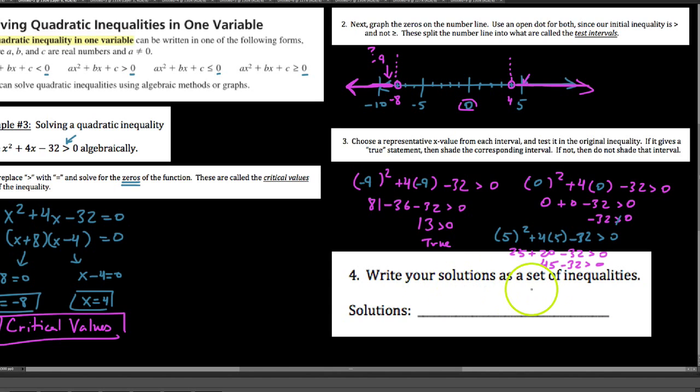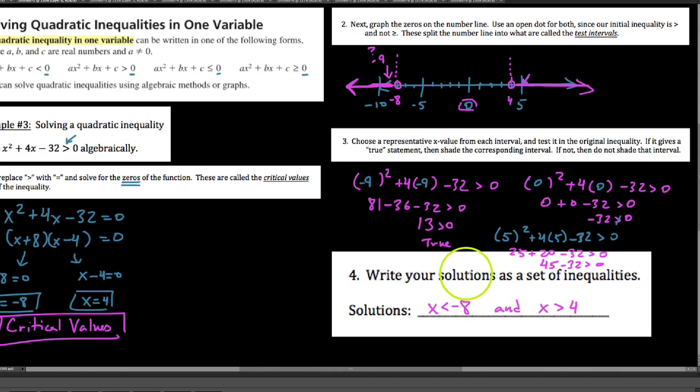We're going to need to write our solutions as a set of inequalities. We say, what are all the x values that cause this to be true? Well, we notice that all x values less than negative 8 made this true. So we say x less than negative 8 made this true. But also, we could just, I guess, write and. x greater than 4 would also make this true.